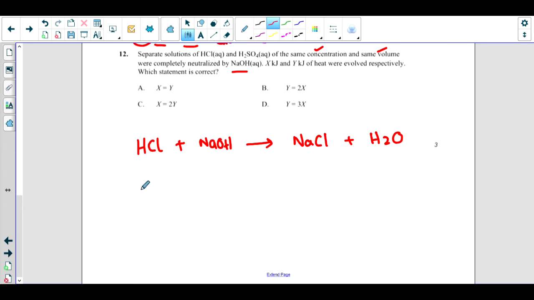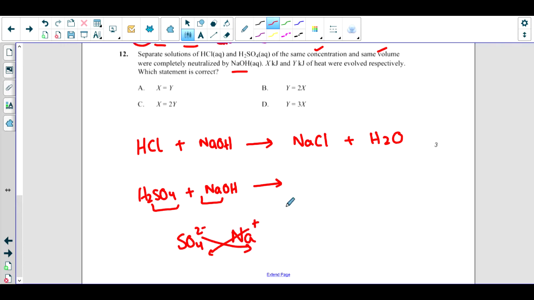If you look at the H2SO4 plus NaOH, now you know that this is also an acid, this is also a base, you have salt and water. If you have issues writing what formula will come here, it's simple. The metal ion will come from the base, the non-metal ion will come from the acid part. SO4 ion is what? SO4 2 negative, and sodium is what? Na plus. This comes here, this comes here, the formula becomes Na2SO4 plus H2O. So you are getting salt and water.